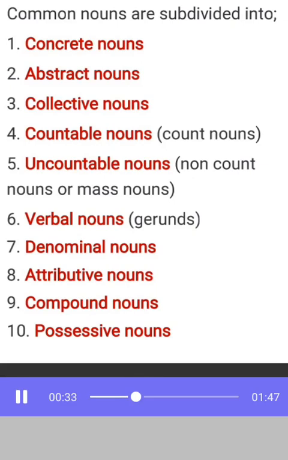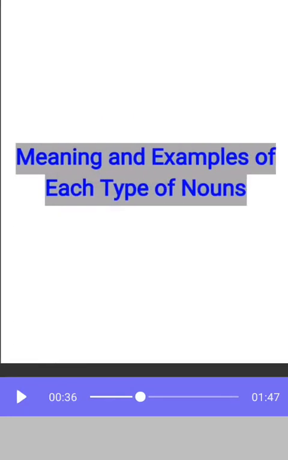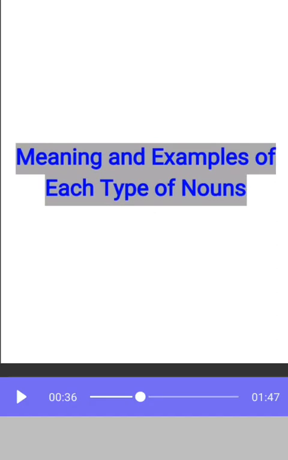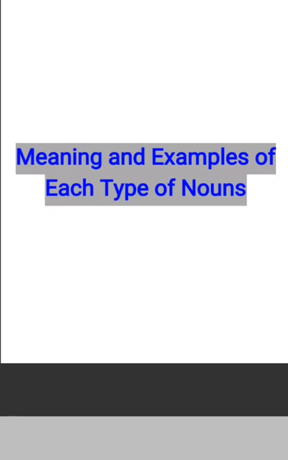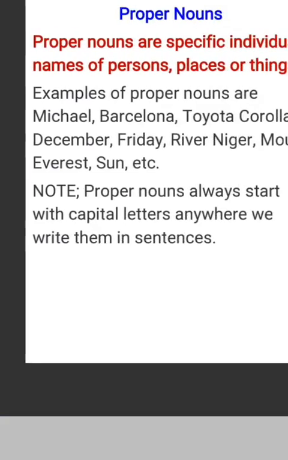But then, what does each of them mean? What is the meaning of each type of noun? And what are their examples? We shall be looking at them one after the other so that we'll come to see the difference between them. And so we come to the section: meaning and examples of each type of noun. Let's kick off with the first one, proper nouns.